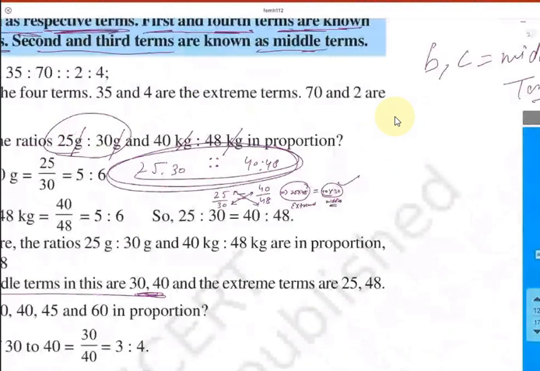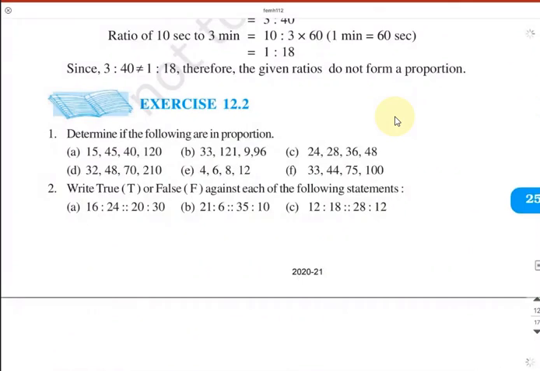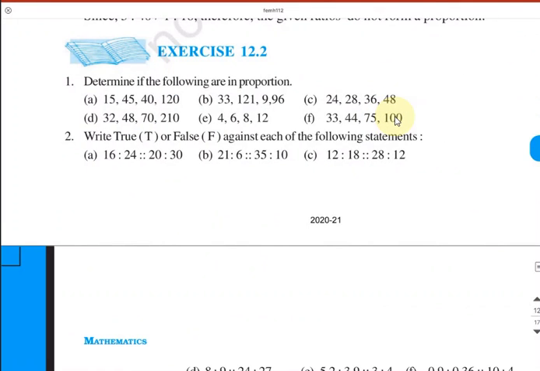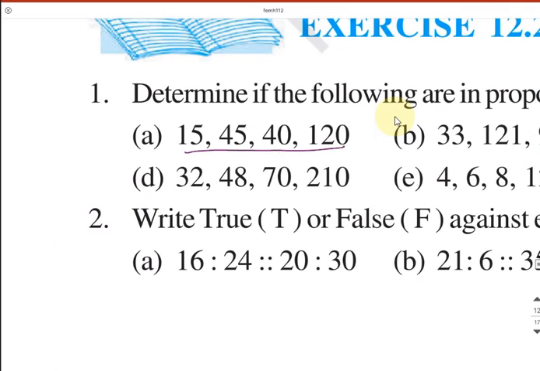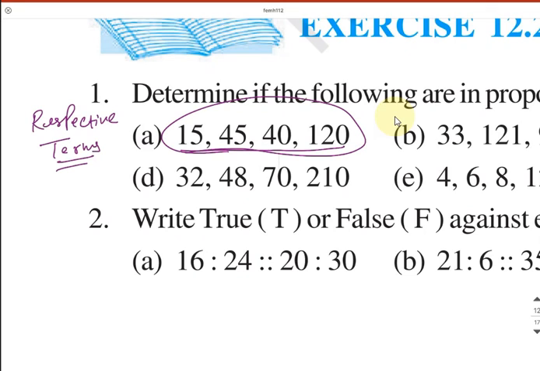And extremes are 25, 48. Clear? Okay, now coming to the exercise 12.2. Determine if the following are in proportion. Now see, they are written by comma. Four terms are written. When these four terms are written like this, they are called, what they are called? Respective terms.